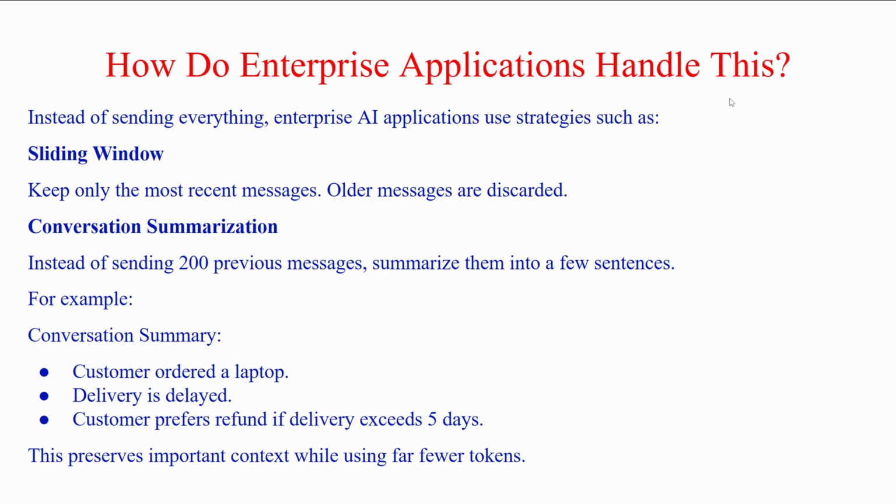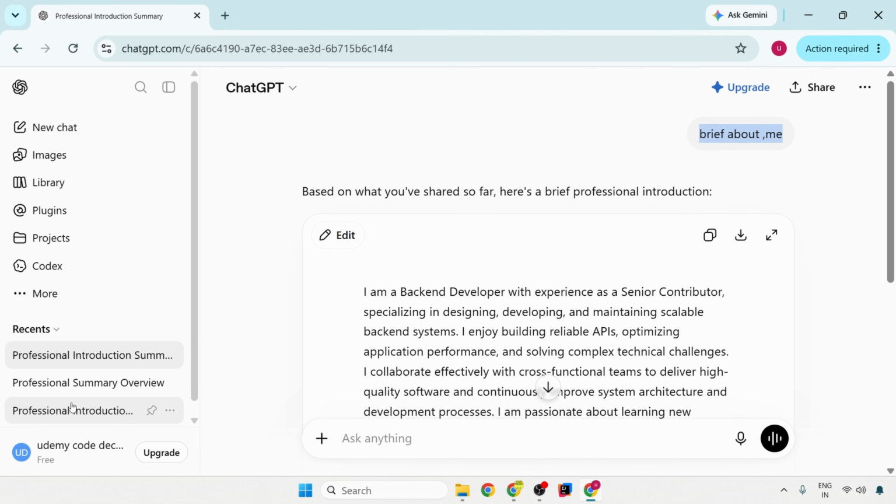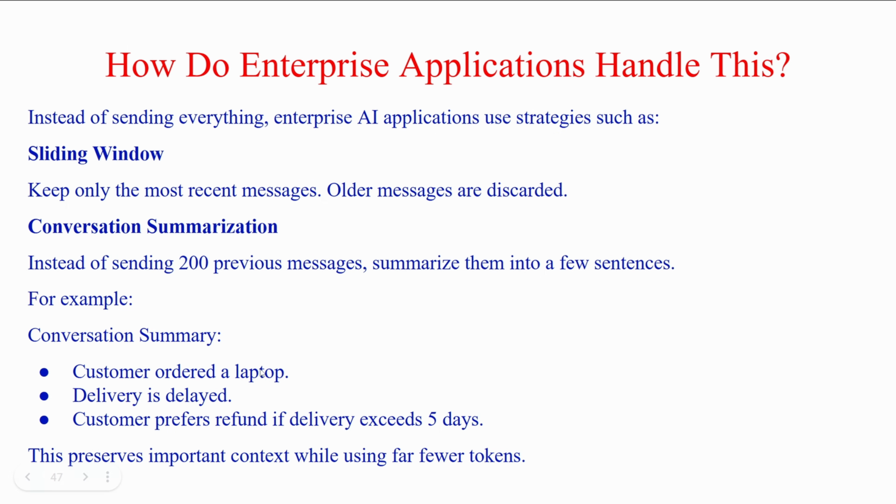Now, how do enterprise applications like ChatGPT handle this? Instead of sending everything, like what you see here, if there are 15 conversations, it will not send everything as it is. Rather, it will keep only the most recent messages and older messages are discarded. That is the sliding window method of deciding which messages to summarize and send.